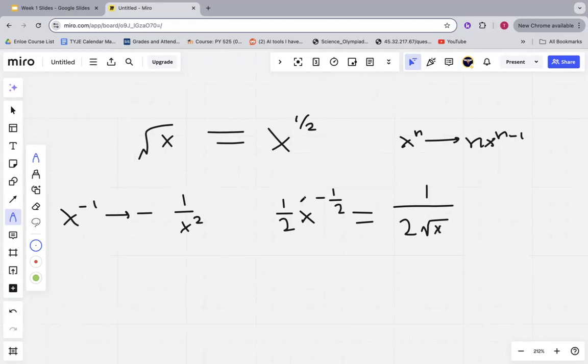The power rule does work when n equals 9. Wait, what? Yeah, it works for the derivative. The power rule always works for the derivative.